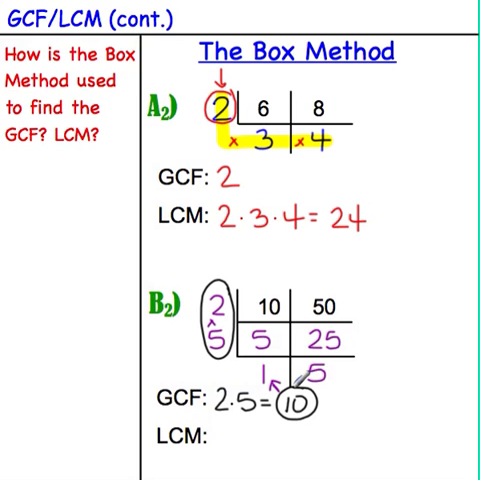And then down the L, we have 2 times 5 times 1 times 5. 2 times 5 is 10, 10 times 1 is 10, 10 times 5 is 50. And I'll write down here that we took 2 times 5 times 1 times 5.